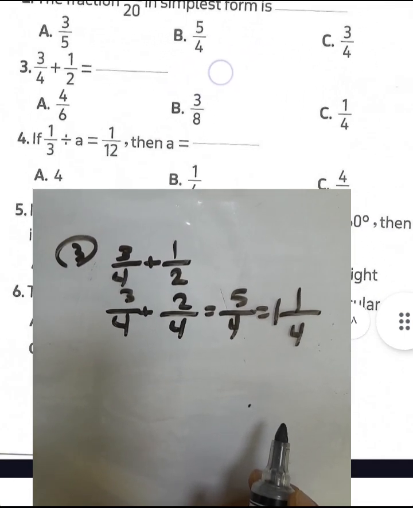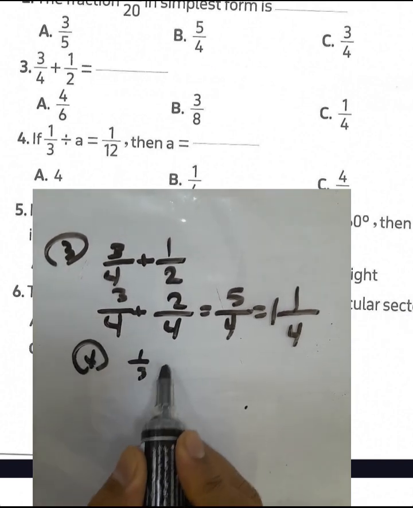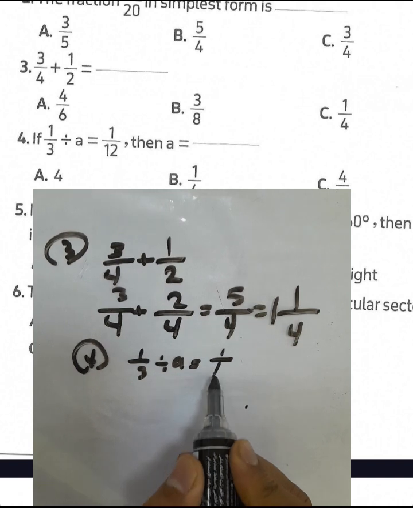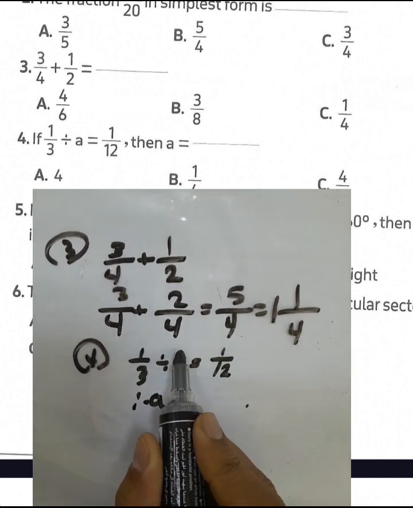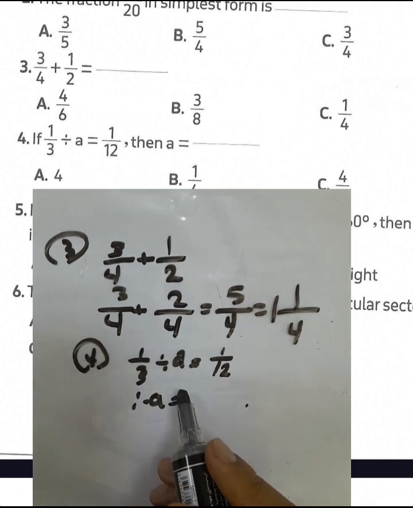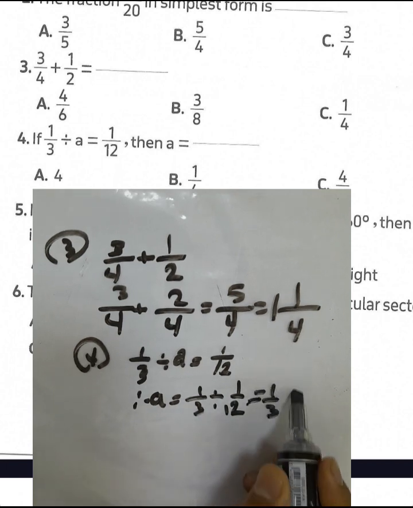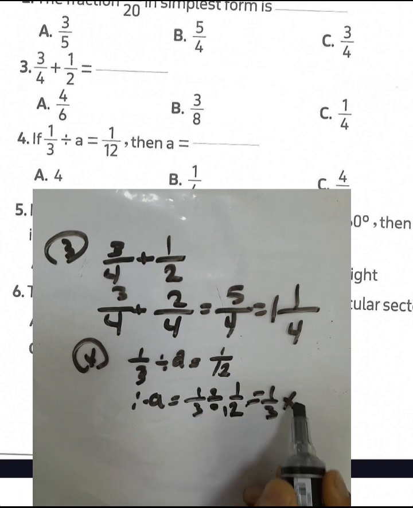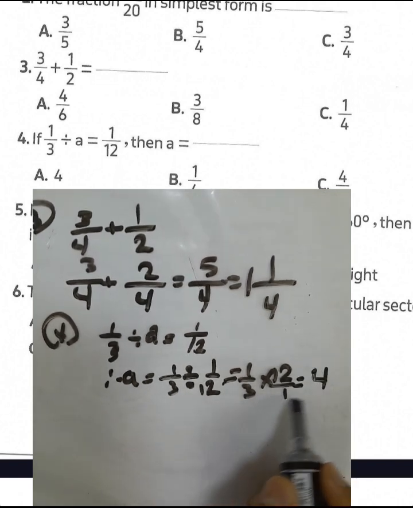Question number 4. If 3 divided by A equals 1 over 12, then the value of A equals what? We can find the value of A. A here is a divisor. To find the divisor, you must write the dividend divided by the quotient. Then write 3, convert from division to multiplication, write the reciprocal of 1 over 12, it will be 12 over 1. 12 over 1 will be 12. 12 divided by 3 equals 4. Then the result will be 4.